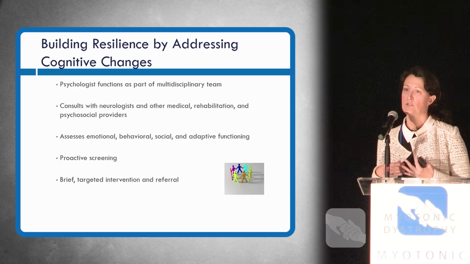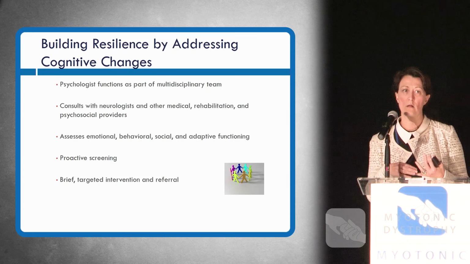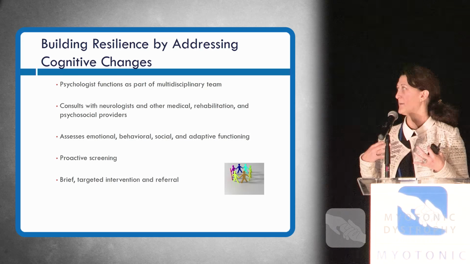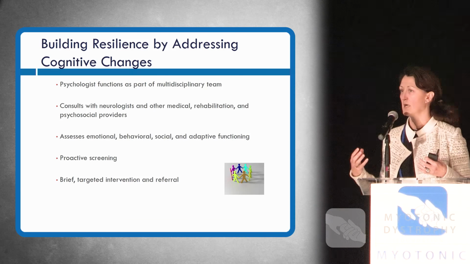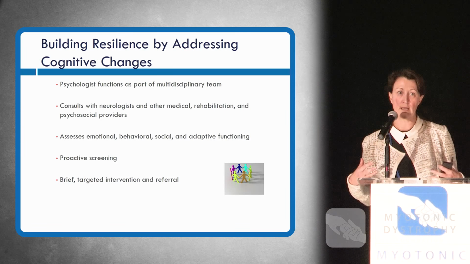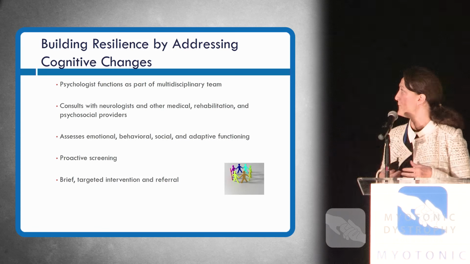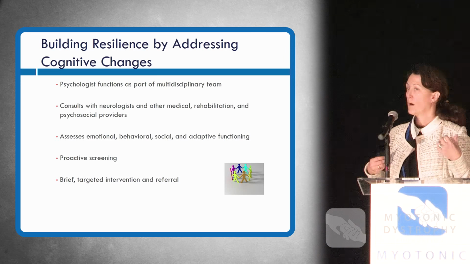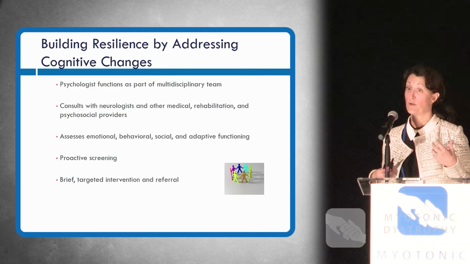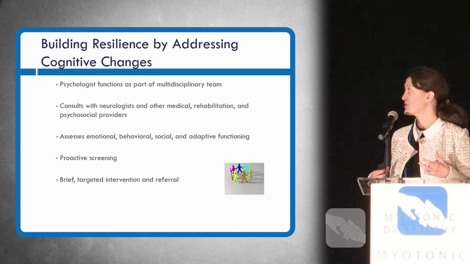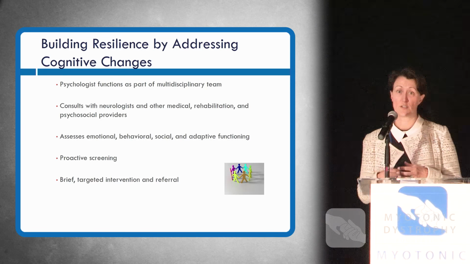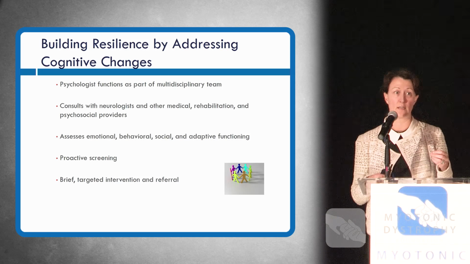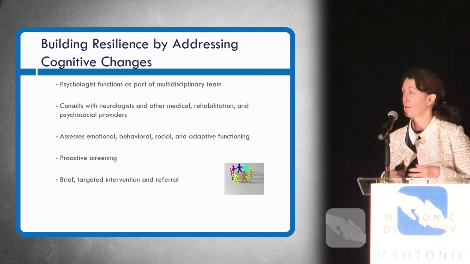The role would be to coordinate with your neurologist, with your rehab team, with your other medical providers, so that you can get a comprehensive approach to your care. And then another role of the psychologist is to assess your emotional, your behavioral, your social, and adaptive functioning, and to understand where you may be struggling and what we can do for you.